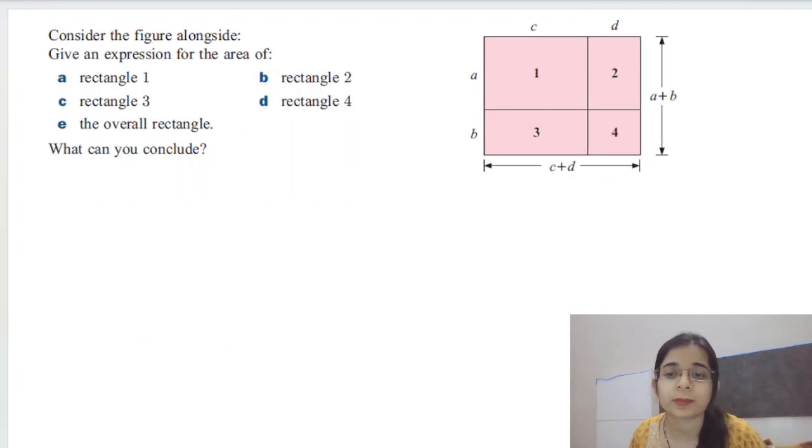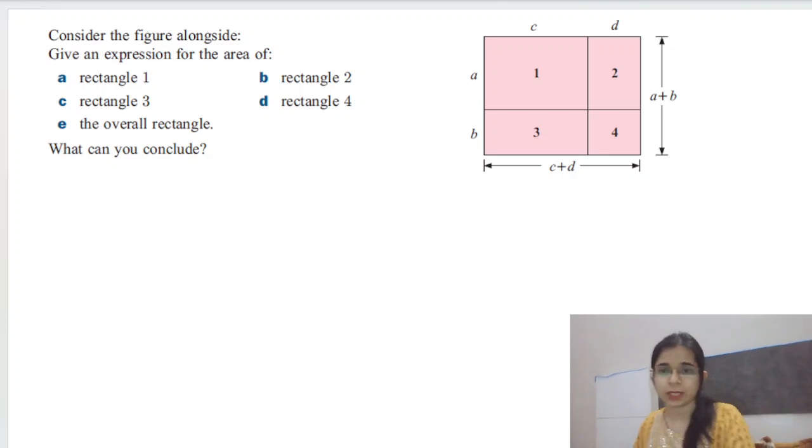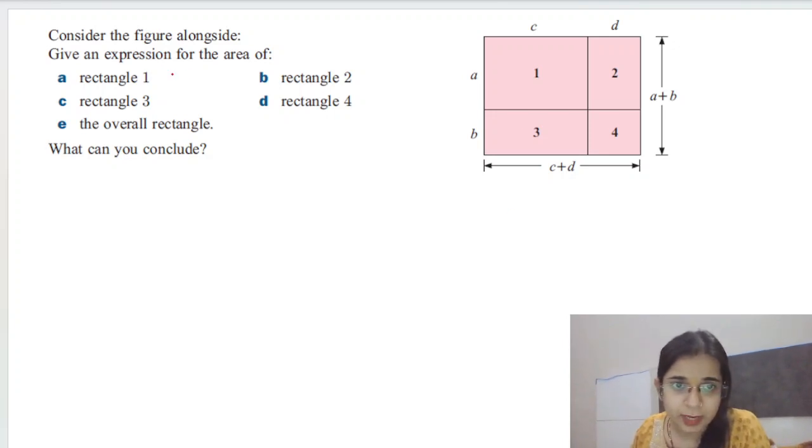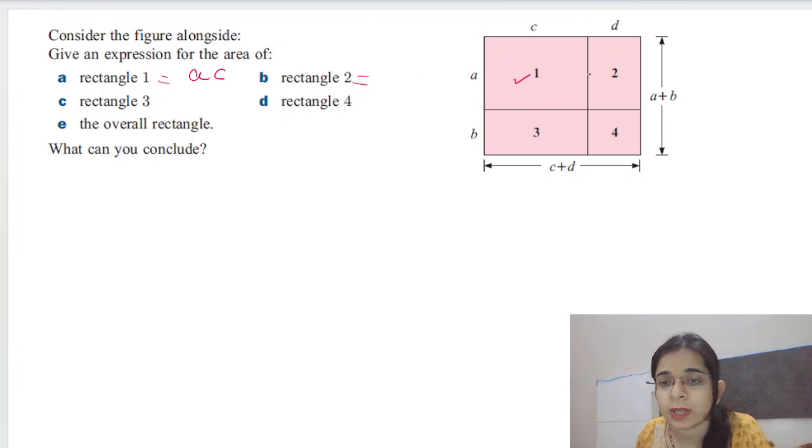Now we'll be taking the geometrical representation of this. So consider this diagram. In this diagram we have to give an expression for the area of rectangles 1, 2, 3 and 4. So this is the first rectangle. What will be the area of this? In this rectangle you can see length is a, breadth is c. So that will be ac. And in the second rectangle, what are the dimensions of the second rectangle? As this is a, this length will also be a, and this is d. So this second rectangle will have the area ad.